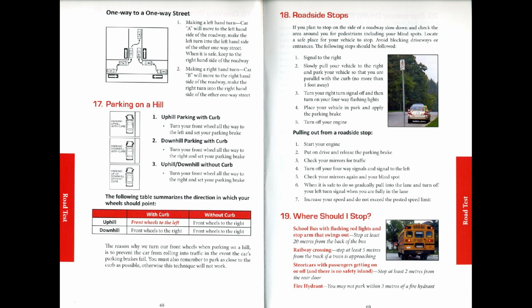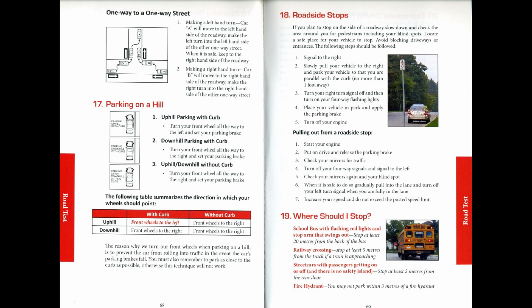Pulling out from a roadside stop. Start your engine. Put on drive and release the parking brake. Check your mirror for traffic. Turn off your 4-way signals and signal to the left. Check your mirrors again and your blind spot. When it is safe to do so, gradually pull into the lane and turn off your left turn signal when you are fully in the lane. Increase your speed and do not exceed the posted speed limit.